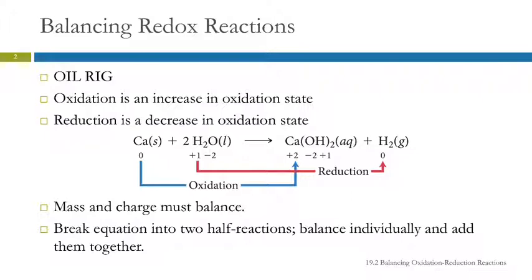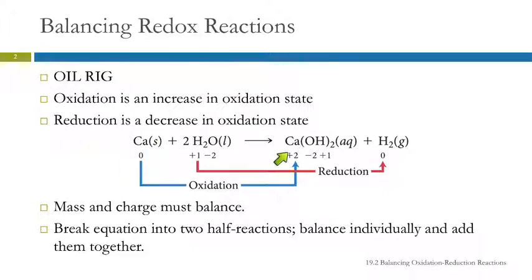So when we balance a redox reaction, we have to have the mass and the charge balance. Here from the oxidation states, we see that calcium has gone from an oxidation state of 0 to an oxidation state of +2. That's an increase in the oxidation state, that's being oxidized. Hydrogen has gone from +1 to 0. That's a reduction in the oxidation state. That's a reduction.